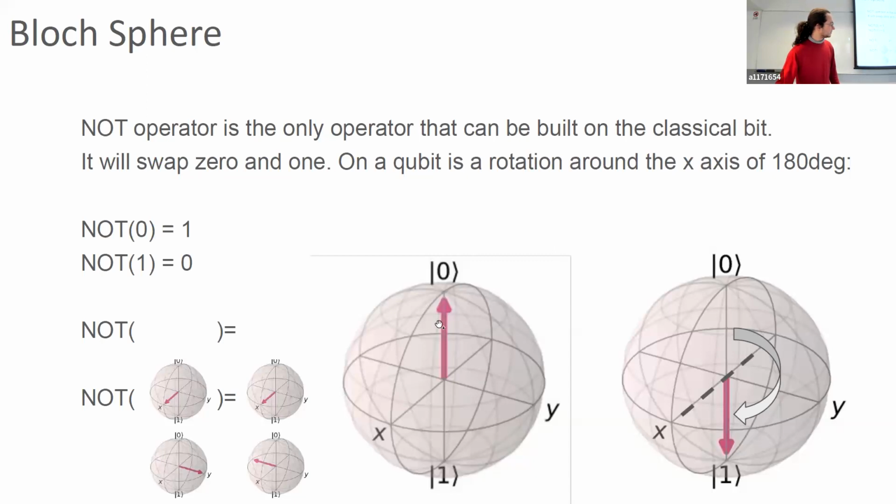What does that do? It will flip the North Pole onto the South Pole, right? And of course, if you start from the South Pole, it will turn it into the North Pole. So this rotation does the right thing on a qubit in a state of 0 or in a state of 1. But then what does it do on a qubit that is in a different state?